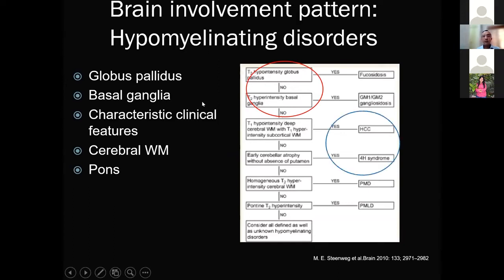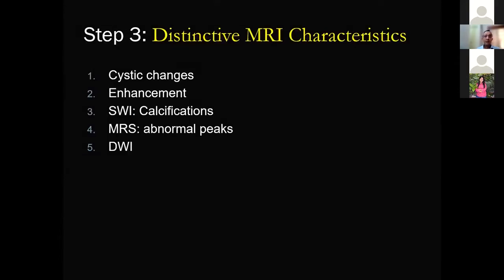Look for the characteristic clinical features like congenital cataract, hypodontia, hypogonadotrophic hypogonadism, which help in pointing towards a particular hypomyelinating disorder, and then look for the differential changes in the cerebral white matter or the pons, which help in suggesting the diagnosis of hypomyelinating disorders like Pelizaeus-Merzbacher disease.